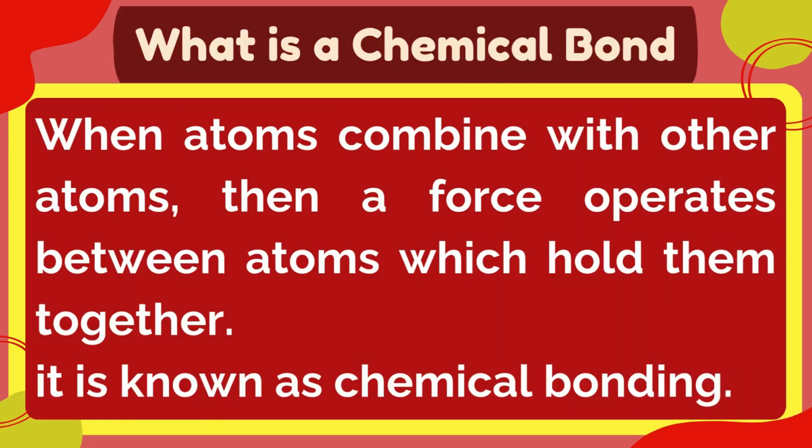Now we are in a position to describe what a chemical bond is. When atoms combine with other atoms, a force operates between the atoms which holds them together. This is known as a chemical bond, and this phenomenon is called chemical bonding.